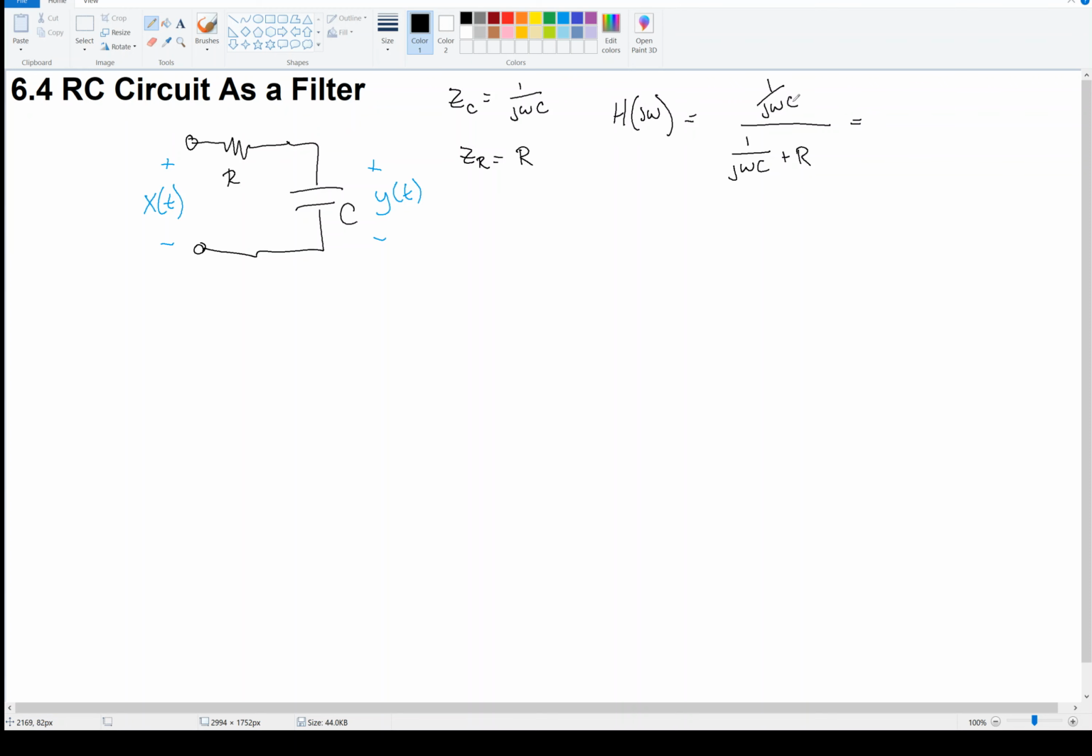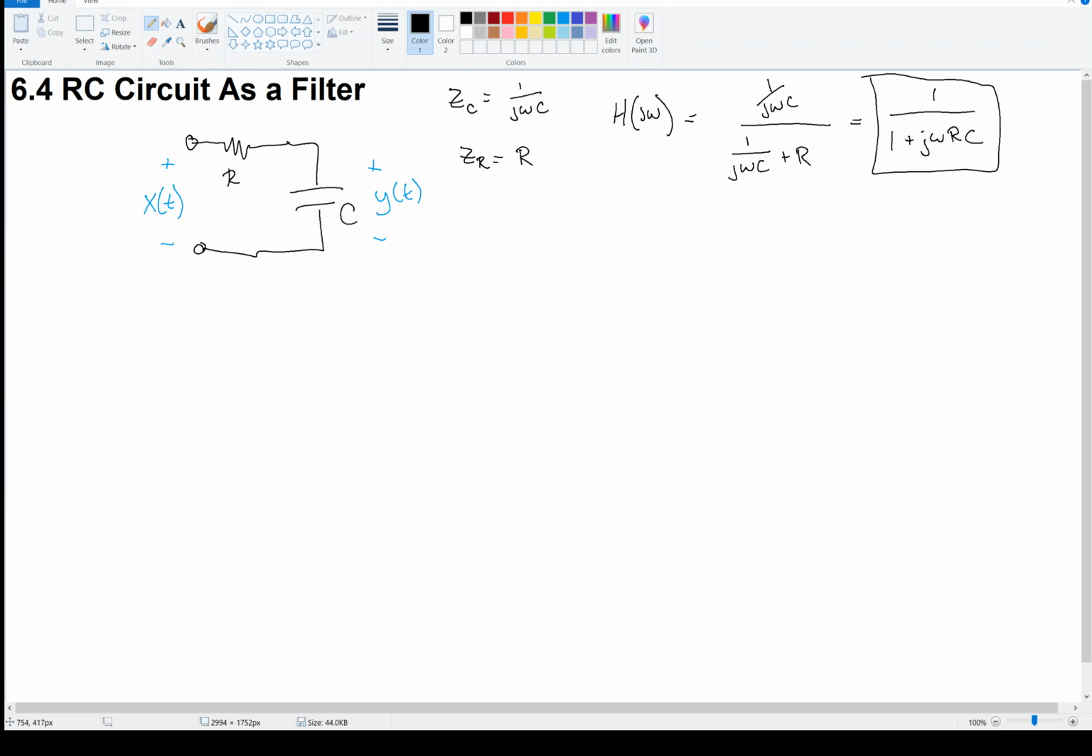And I can clean this up if I multiply the numerator by j omega C and the denominator by j omega C, then I get 1 over 1 plus j omega RC. Right? And that is the frequency response of this RC circuit. It's very simple.